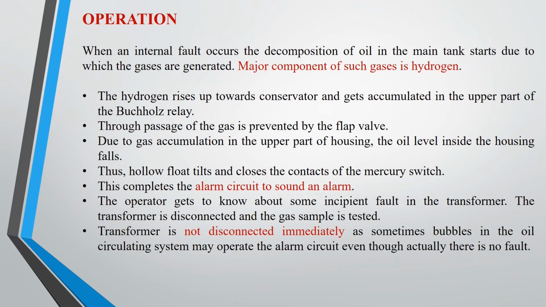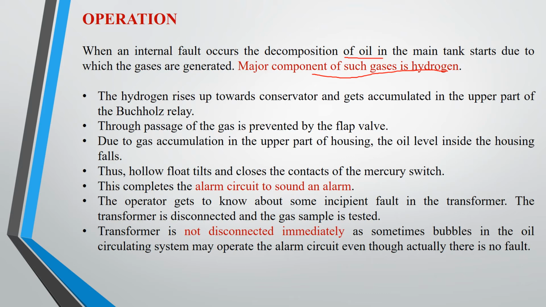Operation. When an internal fault occurs, as already discussed, decomposition of faults takes place, which releases some gases. The majority of the gas is hydrogen. This hydrogen will rise upwards towards the conservator and will get accumulated in the upper part of the housing.